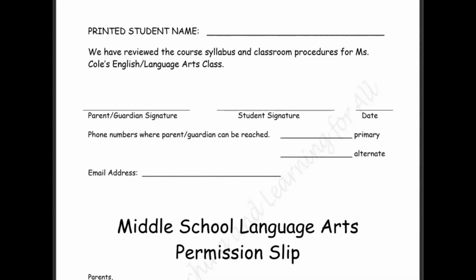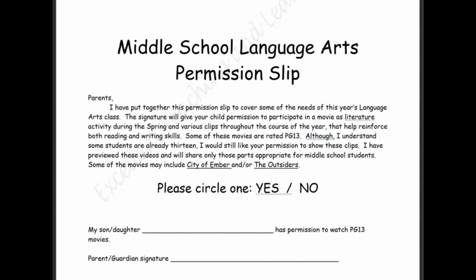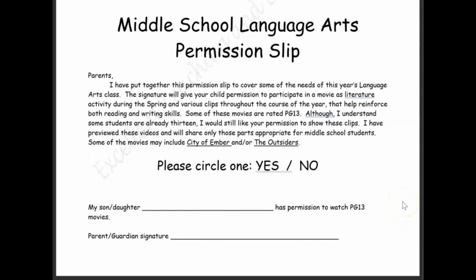Then I would have a permission slip for students to watch movies, because I would show City of Ember or The Outsiders, which, The Outsiders is violent, people die. And I would want my students to show this to their parents so they can get the signature early on, so I wouldn't have to hound them down when we were going through our novel study. So this was a way that I can get the signature and get the students to show their parents the syllabus, because sometimes they wouldn't show it, and I wouldn't have it on file.